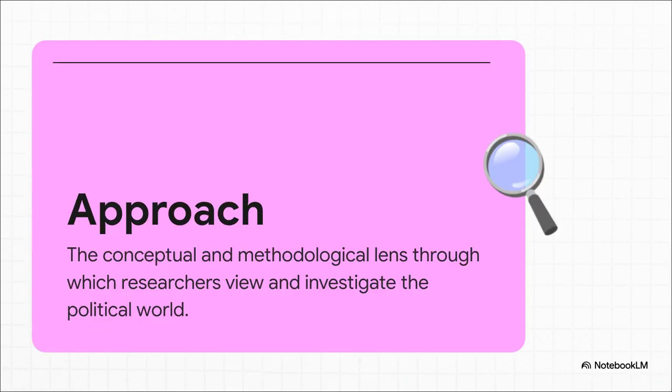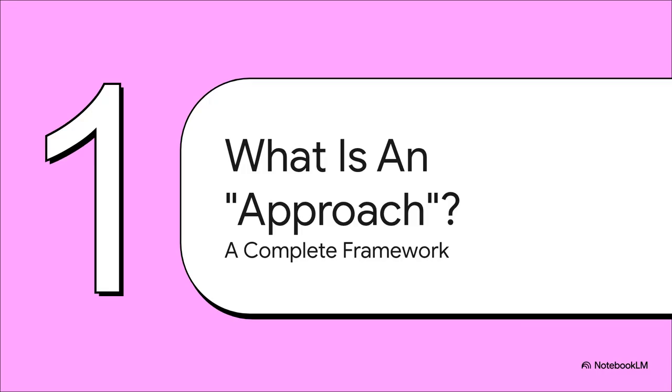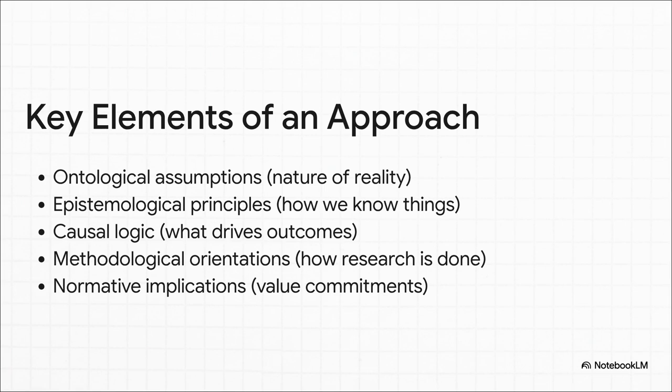So, what exactly is an approach? Honestly, the best way to think about it is like a specific lens you put on a camera. It's the whole framework a researcher uses to look at the political world. It totally determines what they focus on, what they choose to ignore, and in the end, how they interpret everything they see. Okay, so let's dig into what's actually inside one of these frameworks, because it is so much more than just a simple point of view. It's really a complete intellectual blueprint that guides a researcher from their very first question all the way to their final conclusion.